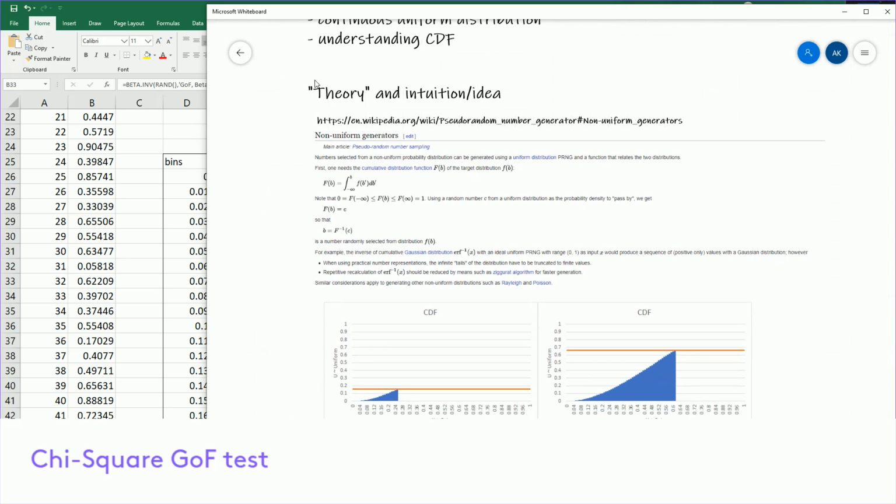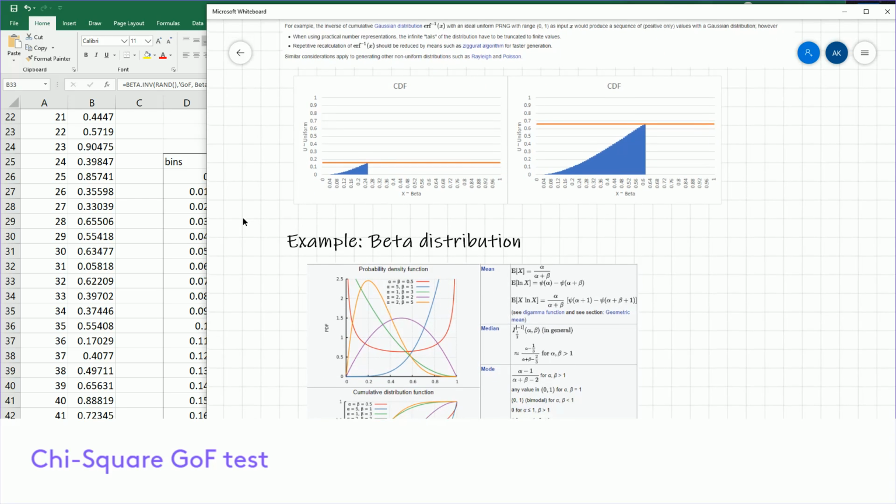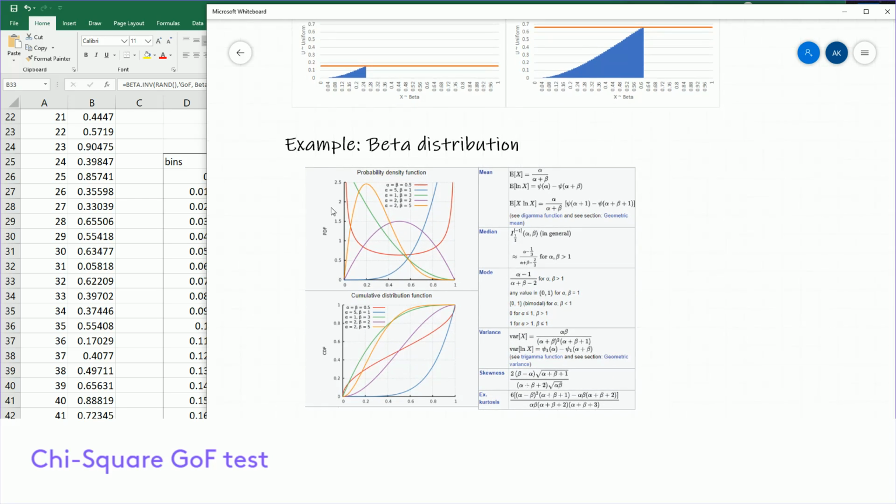Again, the theory part, quote unquote, comes from Wikipedia. I give you the link. Take a look at it, read it. The idea, though, is actually very simple. So think about this. Let's say we have a probability distribution such as beta.